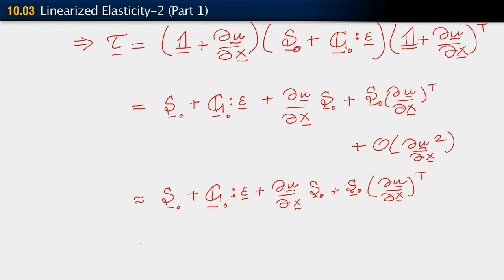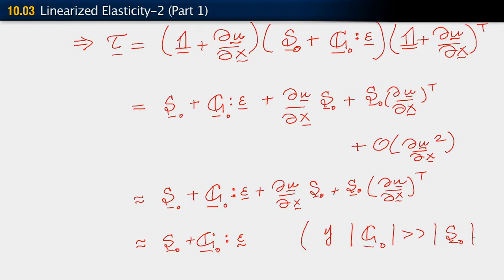Okay, the third line is an approximation, right, when we drop the higher order terms. And then, of course, if we furthermore say that the Euclidean norm of C naught is much bigger than the Euclidean norm of S naught, we're left with S naught plus C naught contracted with epsilon, right? And this holds if that Euclidean norm is much bigger than that one. Okay?